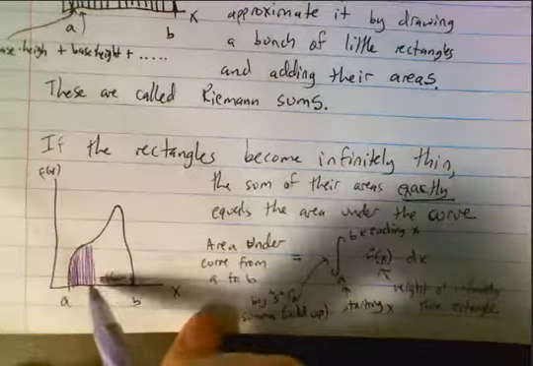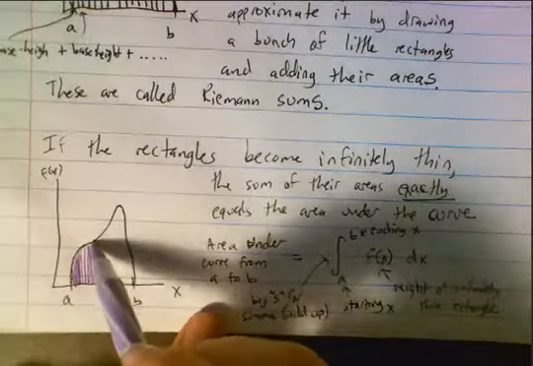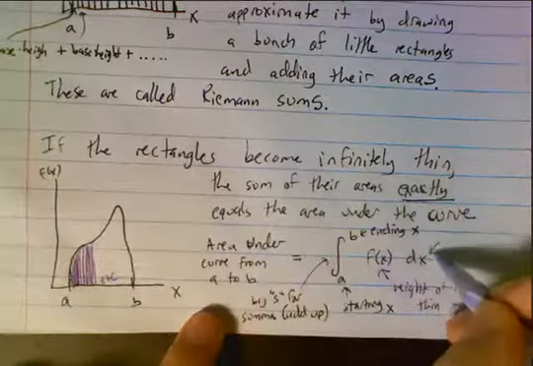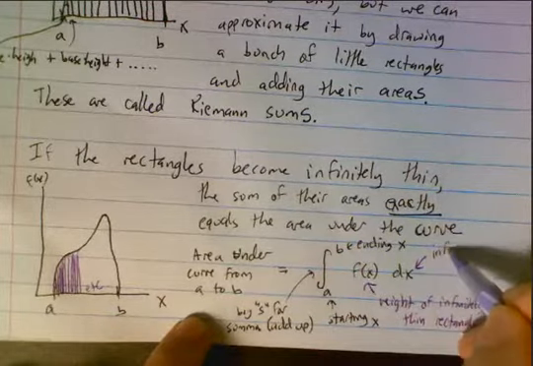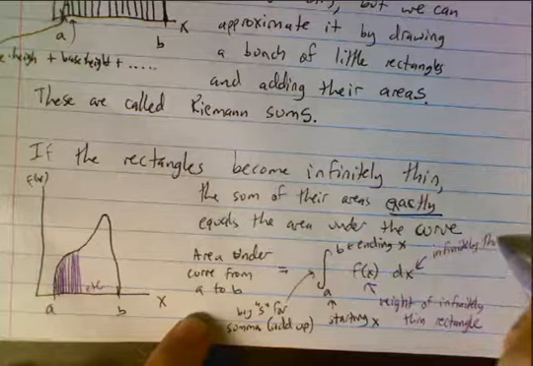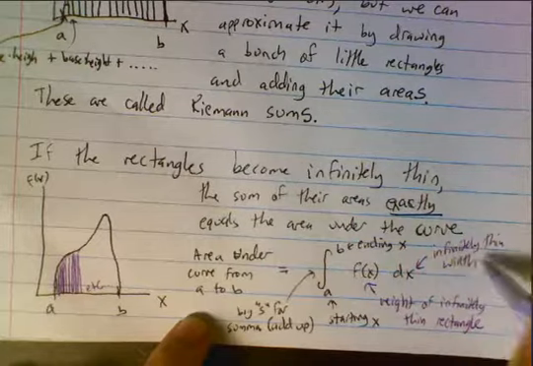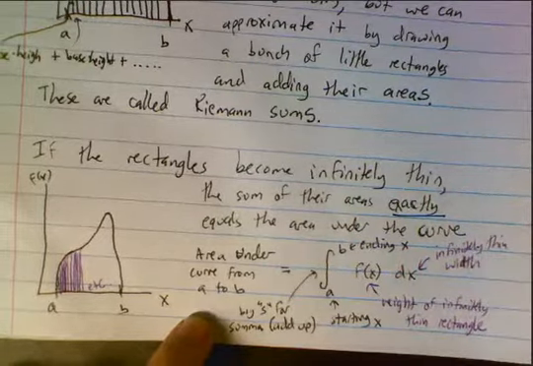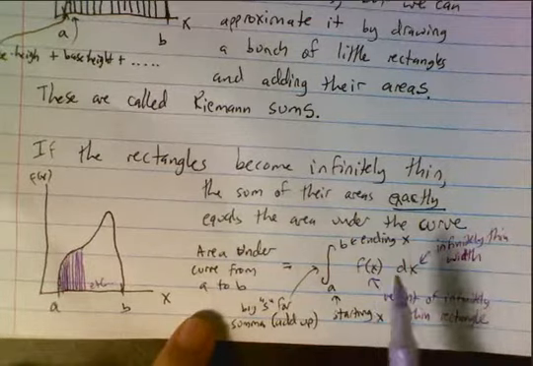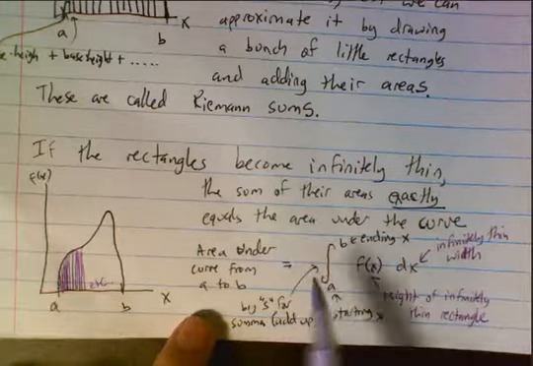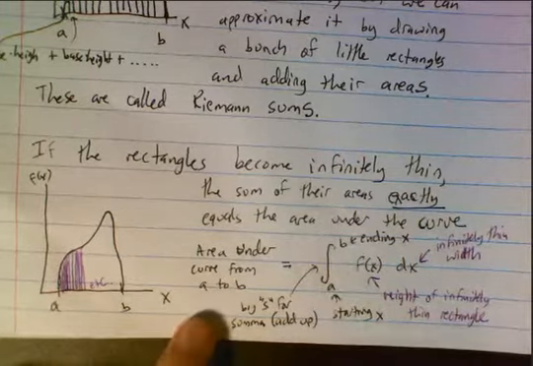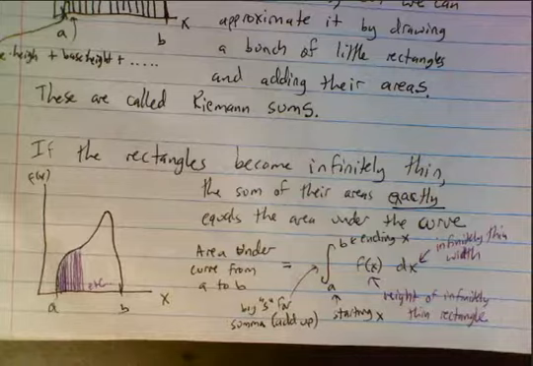That infinitely thin rectangle basically just ends at a point on the line. This dx just stands for an infinitely thin width. So what we're seeing here is that the height of the infinitely thin rectangle times an infinitely thin width gives us the area there, and then we add up all of those rectangles starting at a and ending at b. We'll learn how to find these exact areas in later lessons.